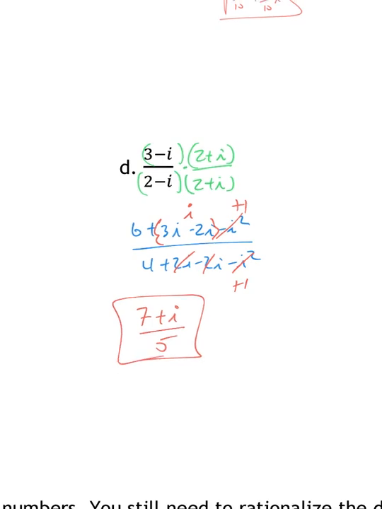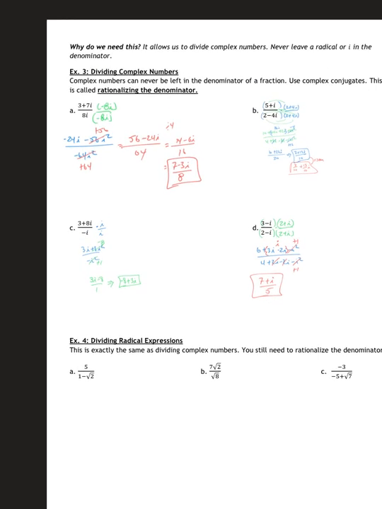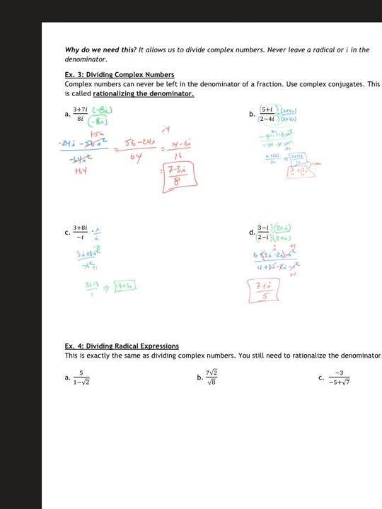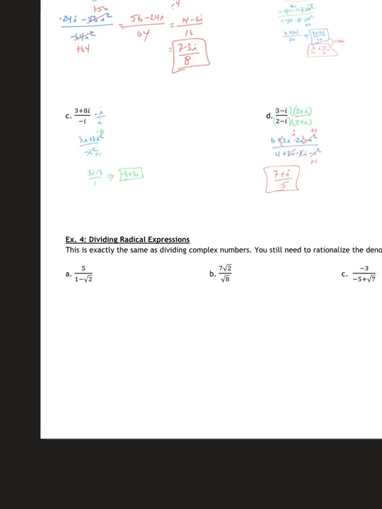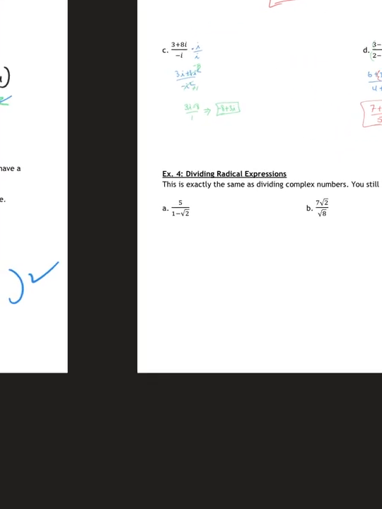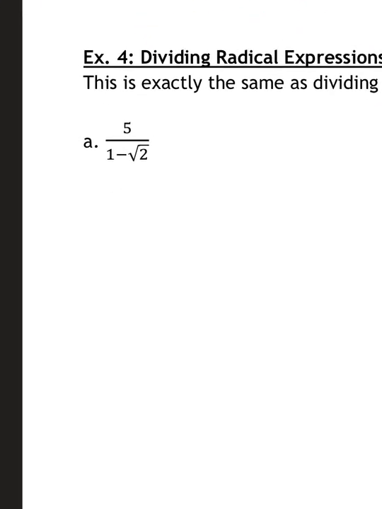Cool. All right, so that's your division. So for division, we are going to multiply the top and the bottom by the complex conjugate. That's called rationalizing the denominator. That's how we divide fractions with i's. Now dividing radicals is the exact same way. You're just going to rationalize the denominator. It's a little bit trickier, but don't let it freak you out.